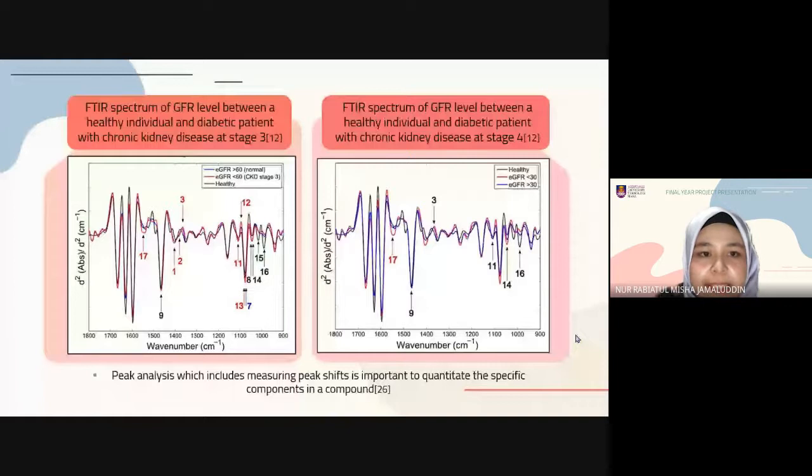This is a peak analysis where we can see the shifting of the peaks from the healthy person to a diseased person. The peak analysis, which includes measuring peak shift, is important to quantitate the specific components in a compound.